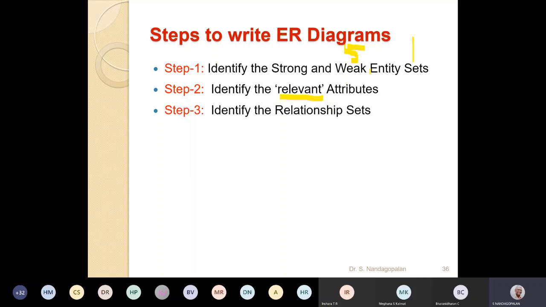Next step. Now repeat this. This is a loop actually. Step 2: identify the relevant attributes for all strong and weak entity sets. See, I have not put all these things. Understood?